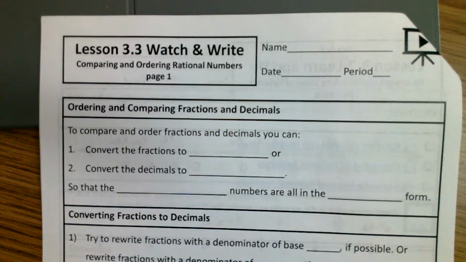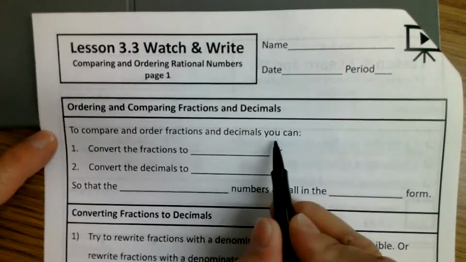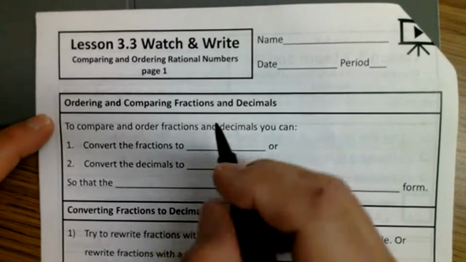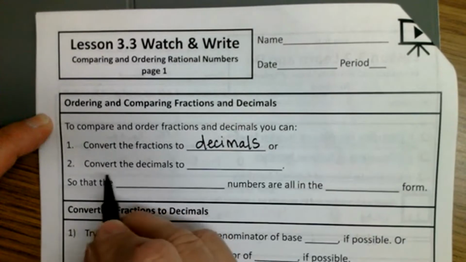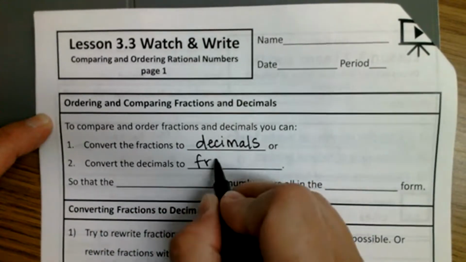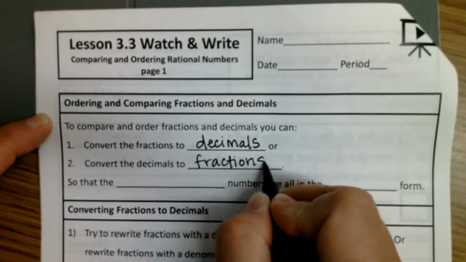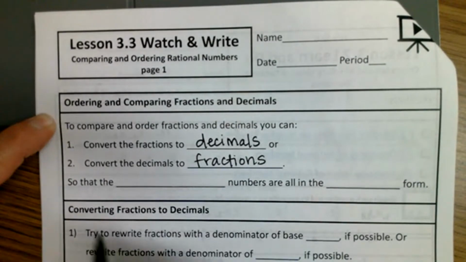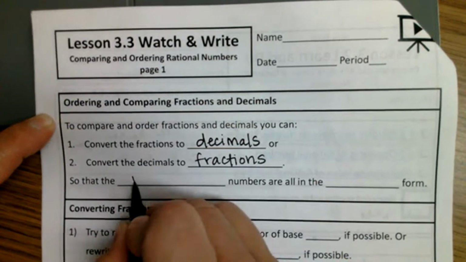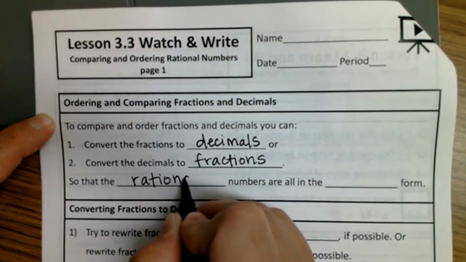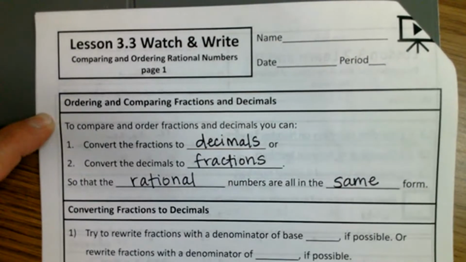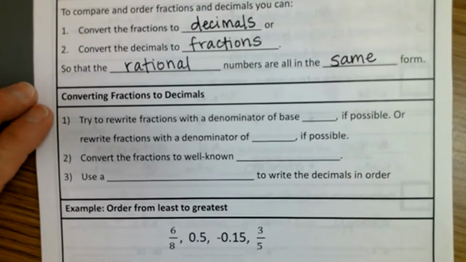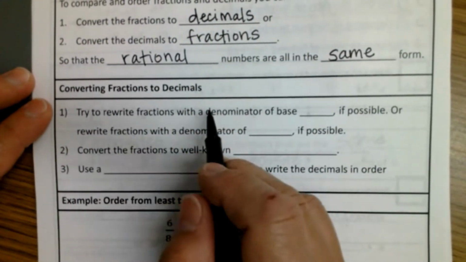Okay, here we go. To compare and order fractions and decimals, you can convert the fractions to decimals, or you can convert the decimals to fractions. You want to do whichever is easiest, so that the rational numbers are all in the same form, either decimals or fractions, okay? So let's talk about how you convert fractions to decimals.